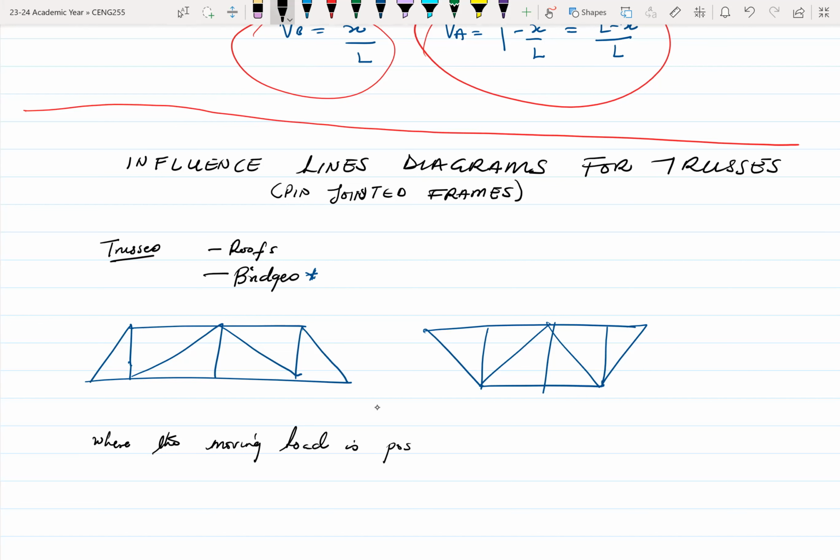Normally, if you have a bridge, let's say this is one and this is two. For one, normally you have the deck, where the cars move, at the bottom. So let me explain the parts of the truss, which I think we should already be aware of. This is the top chord, and then we have the bottom chord.